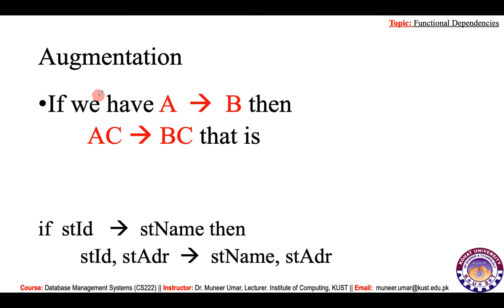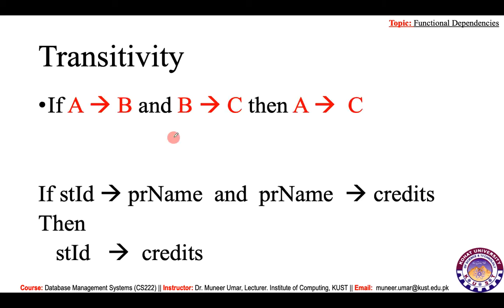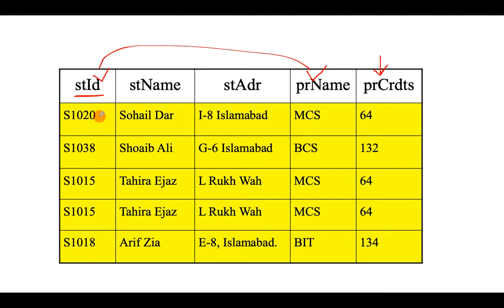The second rule is augmentation. If A determines B, then AC also determines BC. So here, student ID is determining, let's say, student address. A determines B, then AC will also determine B. So if we add this student name with student ID, then this composite will also determine the student address according to the rule.